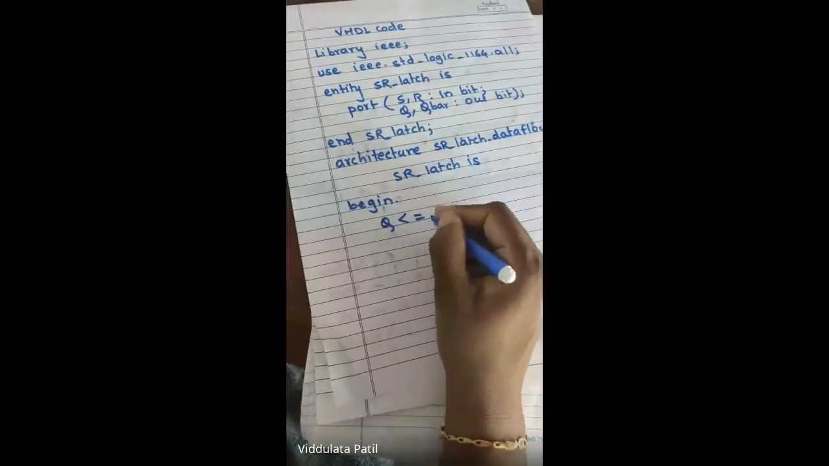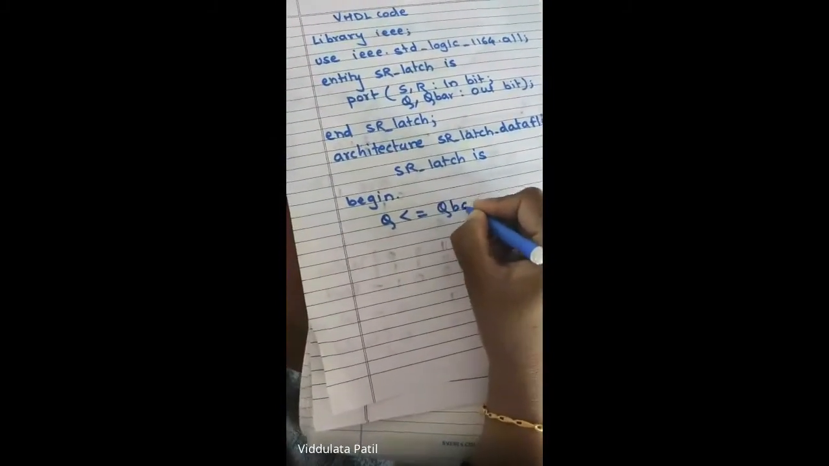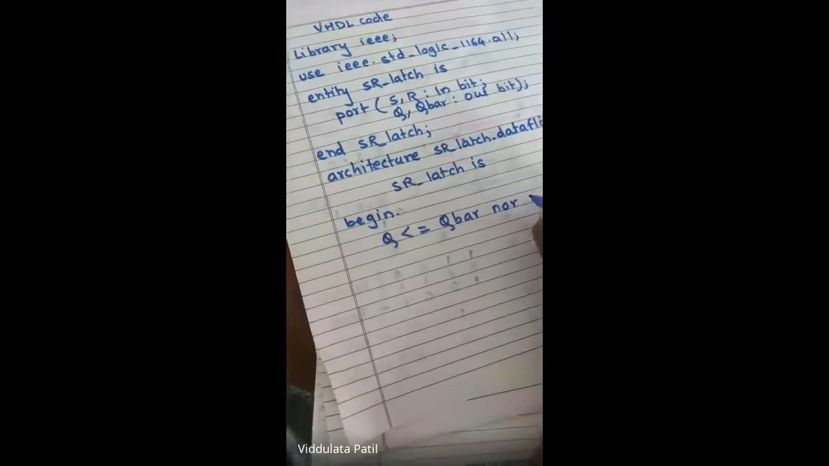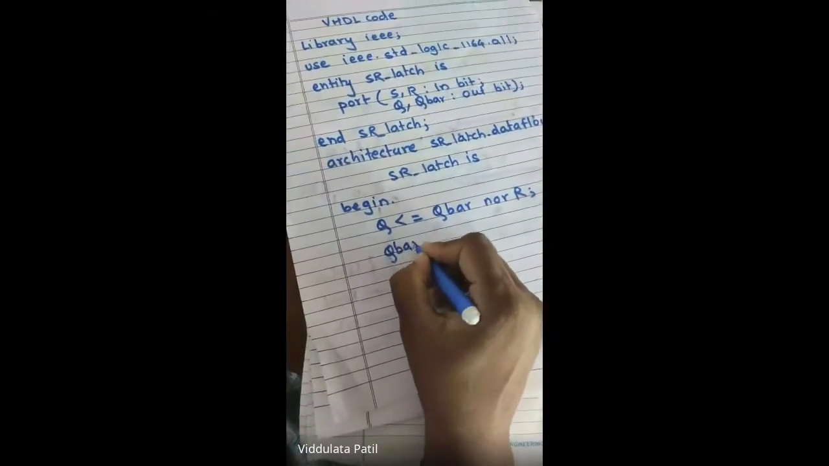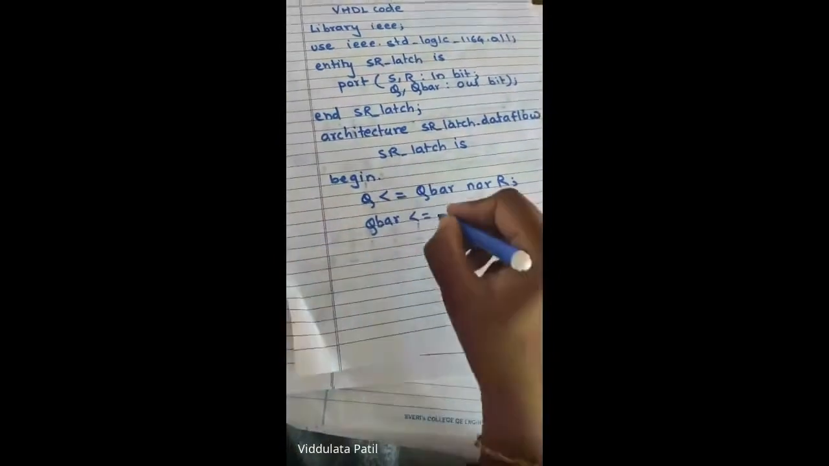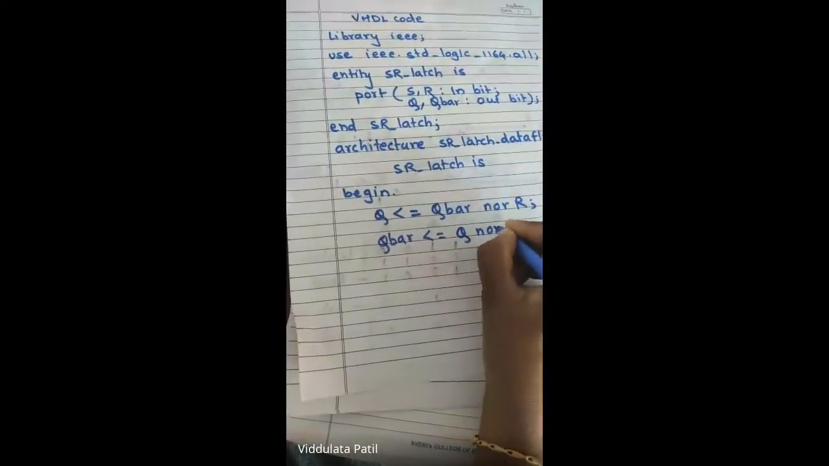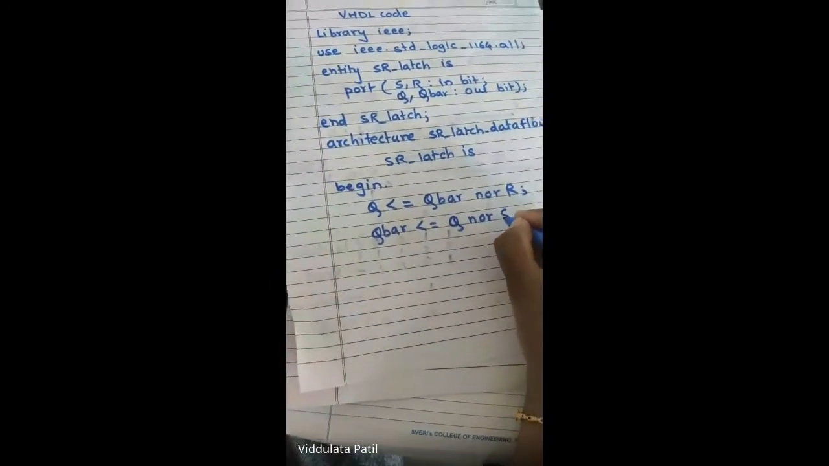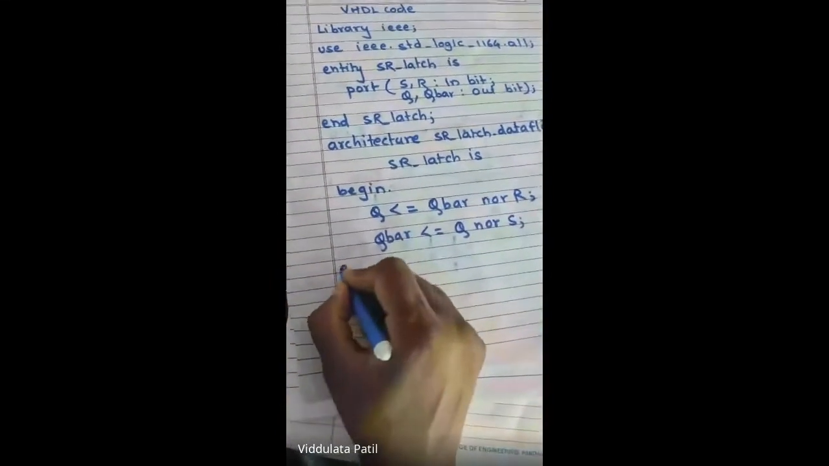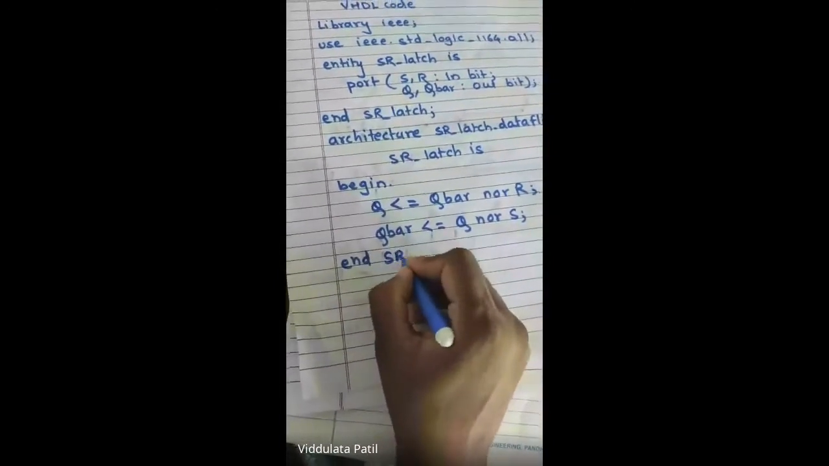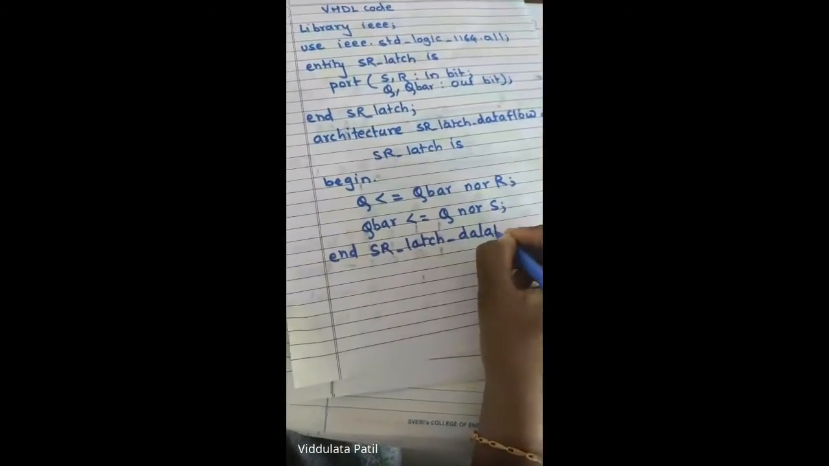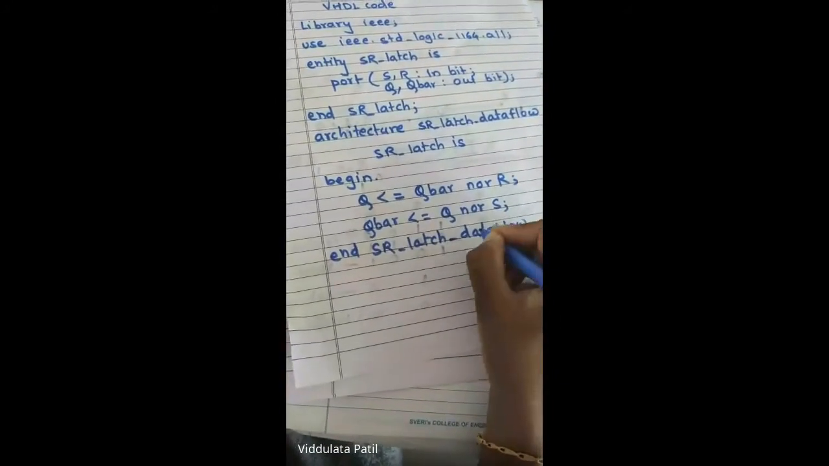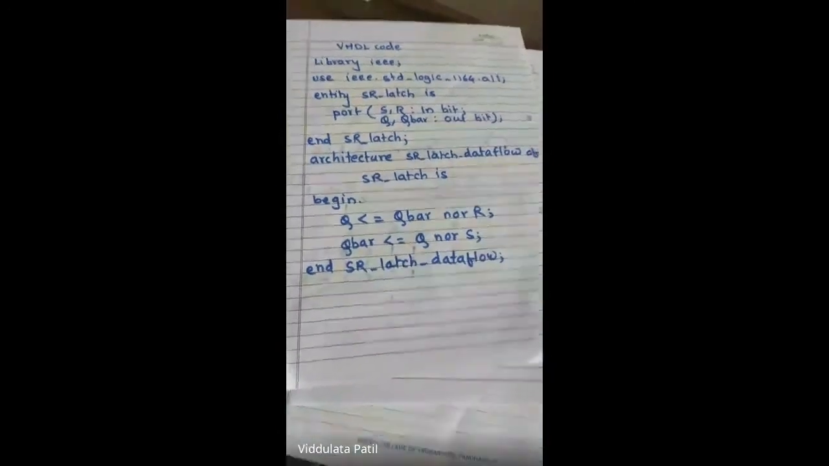So Q will be assigned Q bar nor R semicolon, and Q bar is assigned Q nor S. Okay, and then end of this SR_latch_data_flow. So end of this architecture, and this is the code for this.